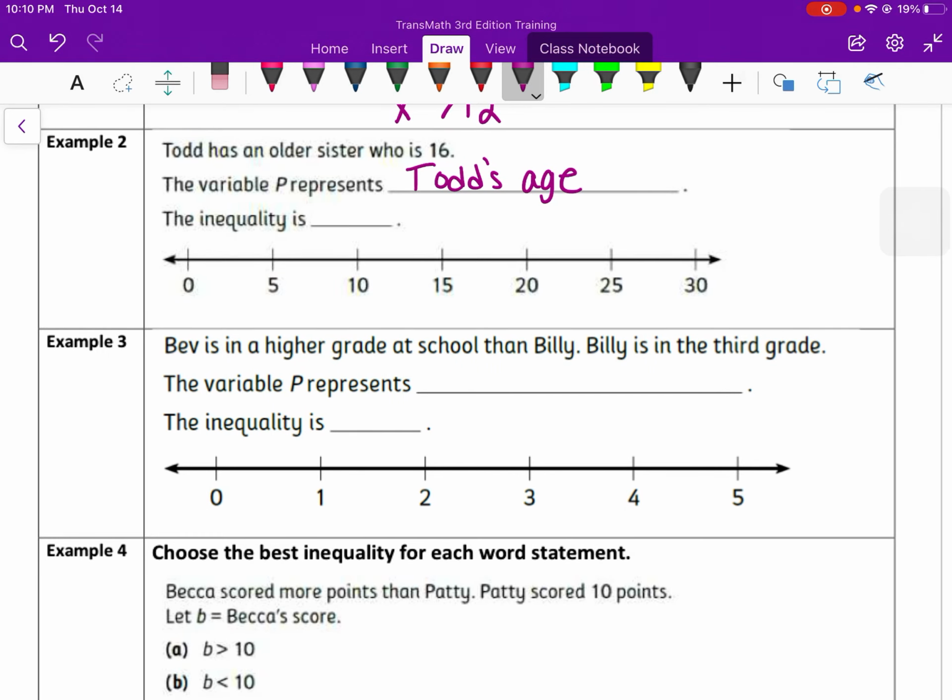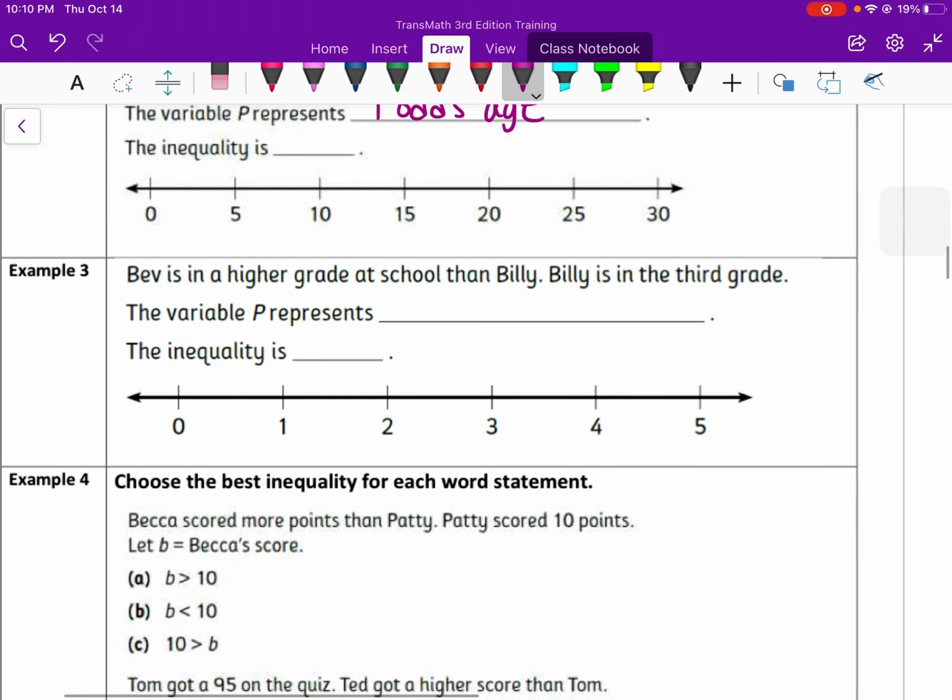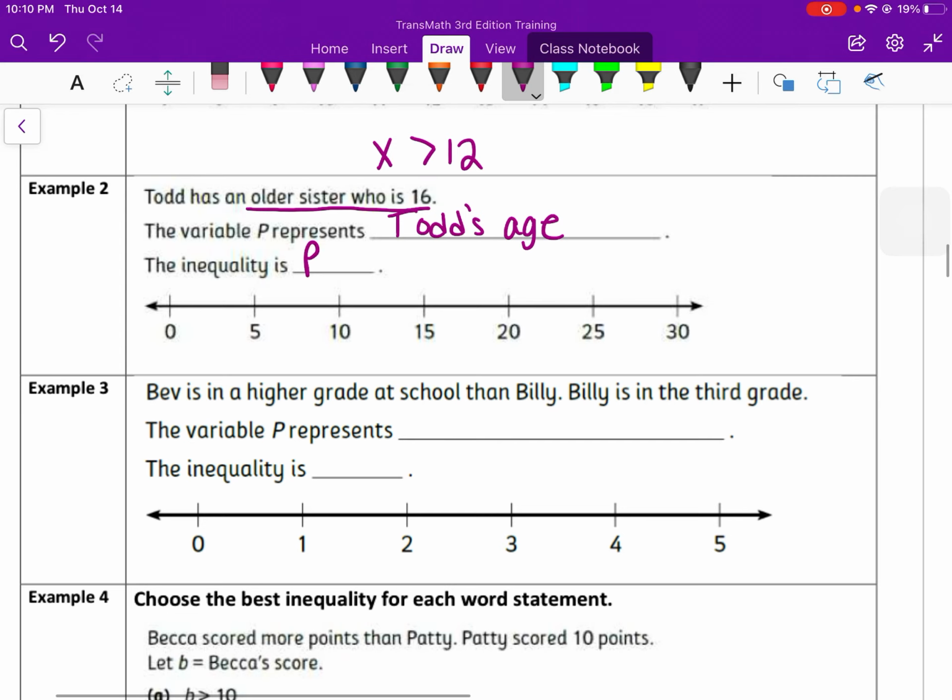So then the question or the problem says that Todd has an older sister who is 16. If Todd has an older sister, that means that Todd's age, P, has to be less than 16, because older sister implies that her age is greater than his. So that means Todd's age is less than 16.